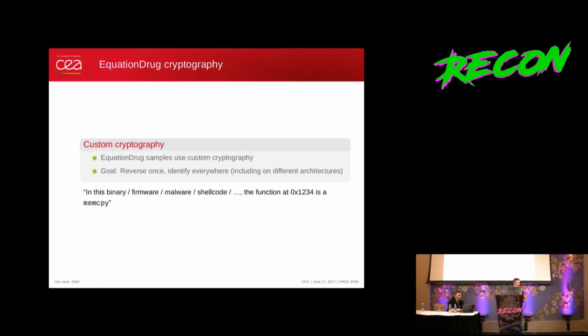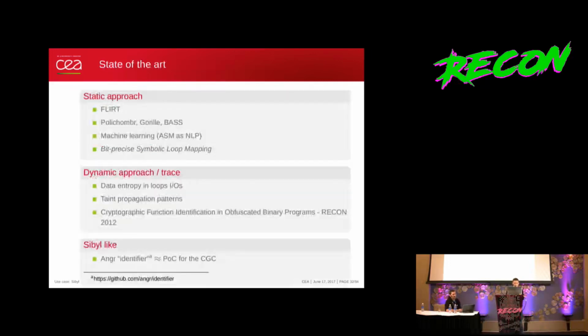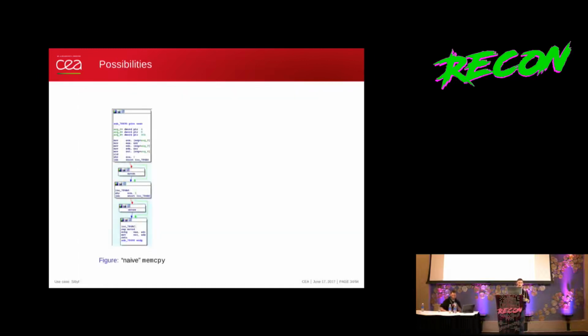So actually the goal is to have a tool that is able to say, in this binary, framework, whatever, the function at 1, 2, 3, 4 is a memcopy or a big number copy. So as you see, today there is a state of the art in these fields, but the Sibyl approach, which is a side project based on Miasm, is kind of different, because most of the approaches are based on signatures.